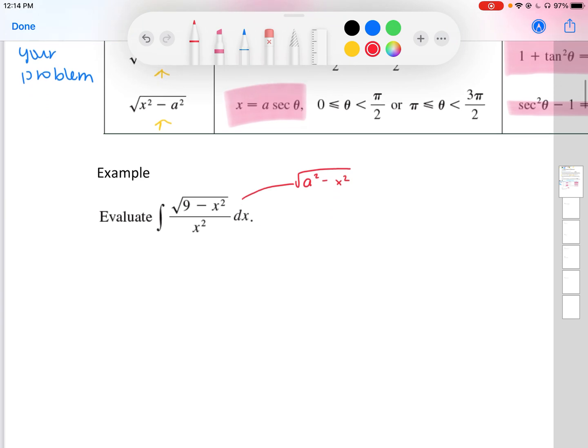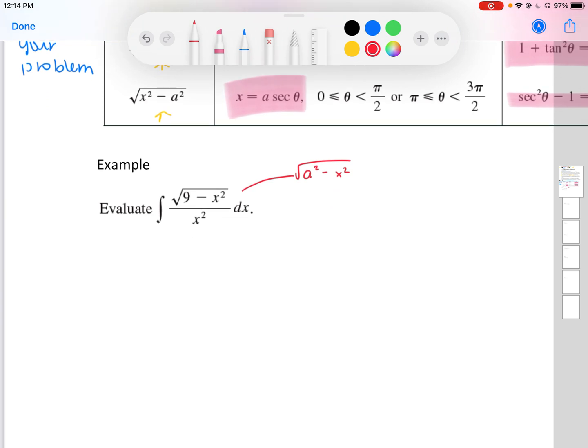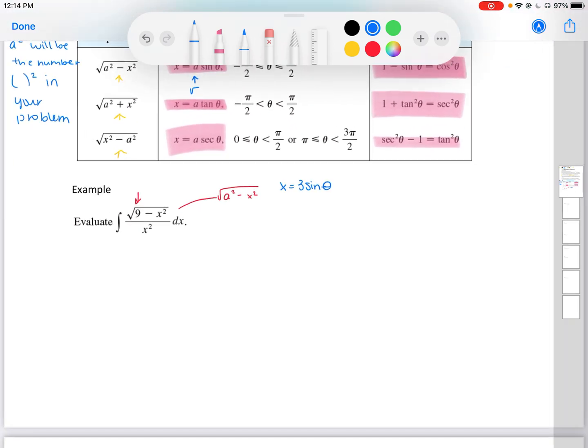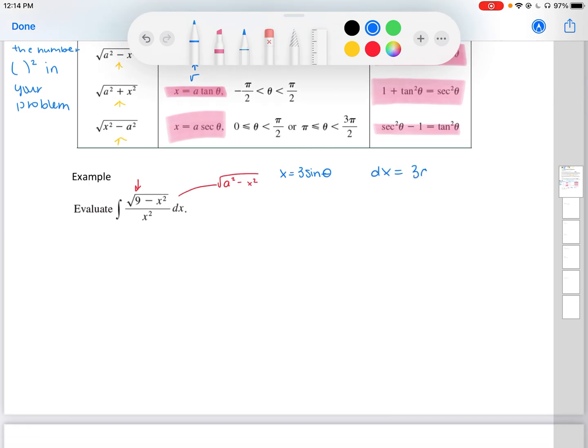So because of that, we're going to let x equal a sine theta. Or not a, the square root of 9 is 3, so we're going to let x equal 3 sine theta. Now we still use the same practice that we use for u substitution. If we let x be a variable, we also need the derivative. So dx equals 3 cosine theta d theta.